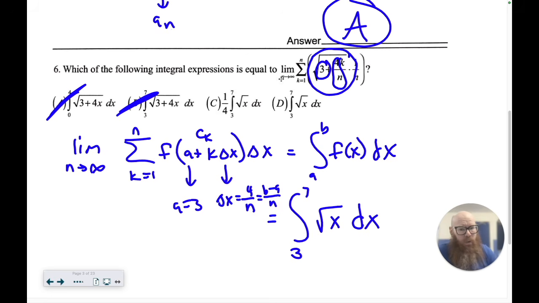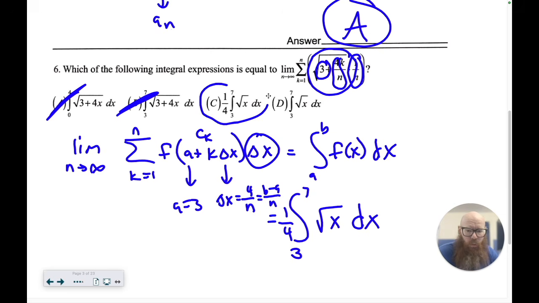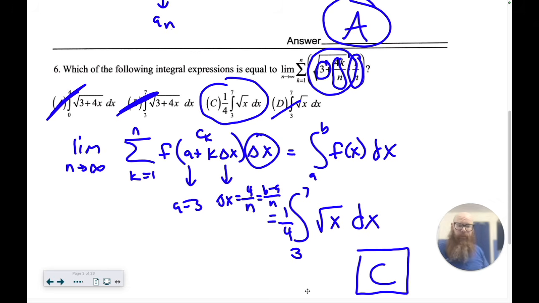But be careful. I kind of wrote over it, but this part is 1 over n. But delta x is supposed to be 4 over n. So that 1 over n must have got multiplied by a 1/4 to get 1 over n. So that's why there's a 1/4 out here, and it is actually C. This is a very tricky problem, because usually once you locate a, then delta x, then b, then the function, you're usually done.